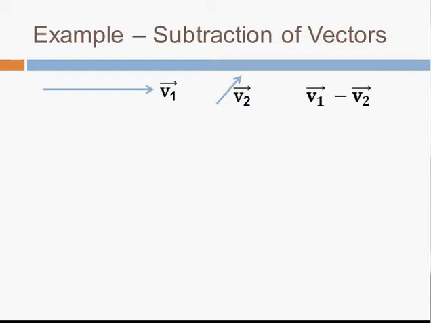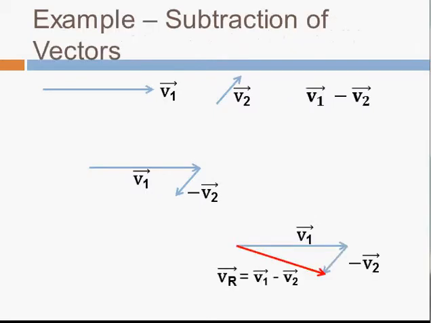I have v1, and then I'm going to take the opposite of v2. I'm going to flip v2 around, and instead of it going up and to the right, it's now going to go down and to the left. And then I can just add it as normal. I start at the beginning of v1, and I go to the head of v2. So there we go. That's subtraction. With subtraction, you just take your second vector, flip it around, add it as normal, you get your result.